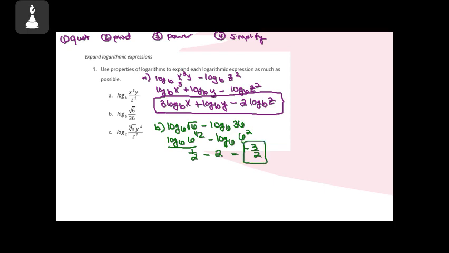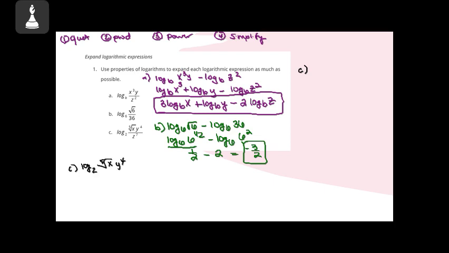All right, C. I'm going to work with that quotient rule first. And actually, I may need to go over here so I have enough room. All right, log base 2 of the 5th root of x, y to the 4th, minus log base 2 of z to the 7th.